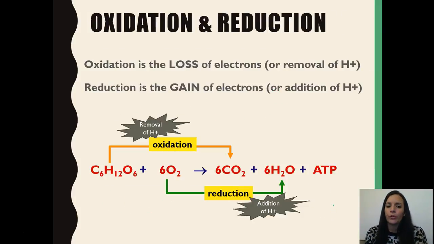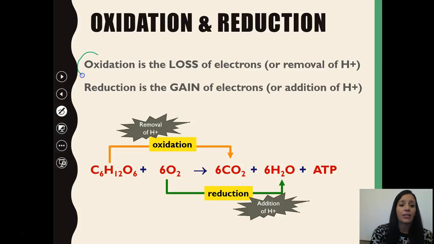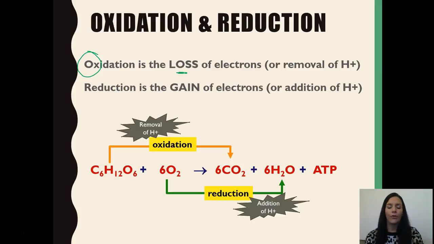So another term you need to be familiar with is oxidation and reduction. Oxidation is known as the loss of electrons, or it can also be the removal of a hydrogen ion. And reduction is the gain of electrons or the addition of a hydrogen ion. The easiest way that I use to remember this is oxidation starts with an O and there's an O in loss. So if you keep oxidation and loss together, then you'll know that reduction and gain go together.